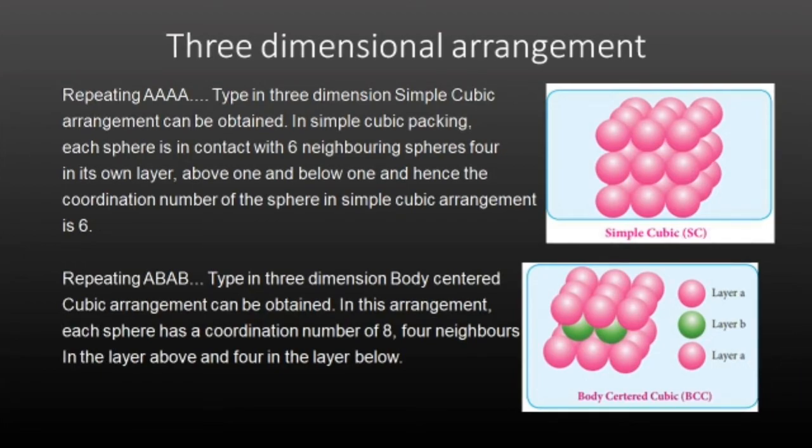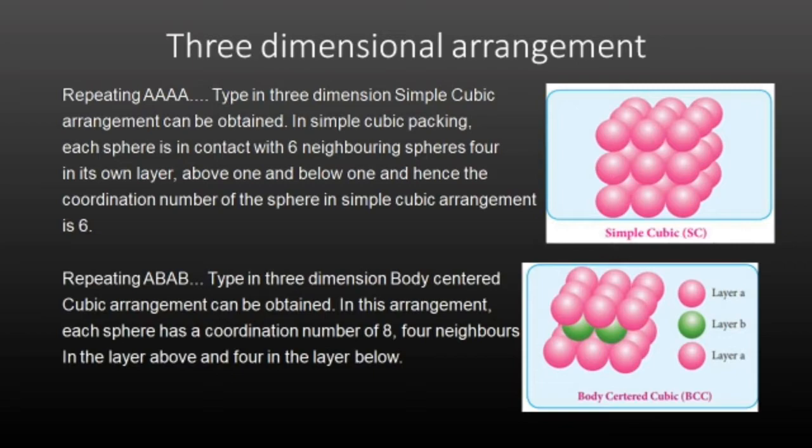Now we are going to arrange the atoms in three dimensions. Suppose you repeat the capital AA type arrangement in three dimensions, we get the simple cubic pattern. Here in the simple cubic pattern each sphere is in contact with six neighboring atoms. See the diagram, four atoms in one layer, one above the layer and one below the layer, so each sphere is in contact with six of its neighbors. So the coordination number of simple cubic is 6.